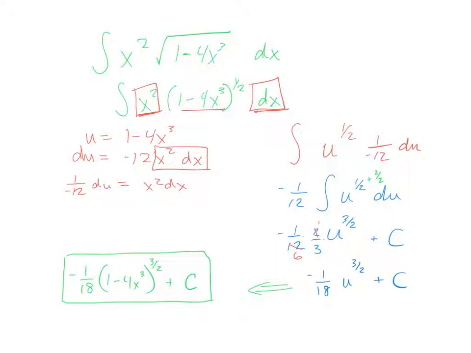Let's just do one more before we end our video. Okay, so I'm taking the antiderivative of x to the 1/2 power times x to the 3/2 plus 2, to the 9th, dx.